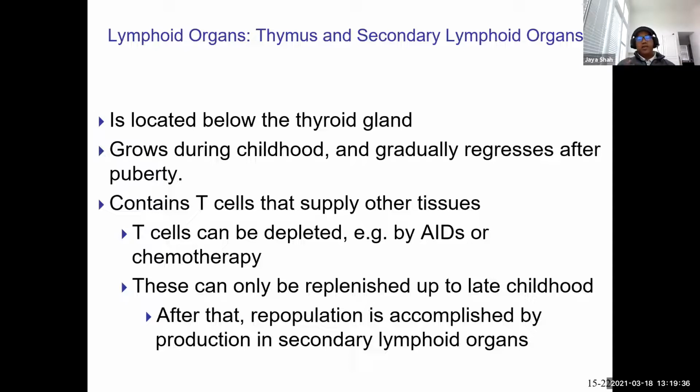So our white blood cells, T lymphocytes, are maturing in lymph nodes or secondary lymphoid organs. They contain T cells that supply the tissues. T cells can be depleted by HIV, AIDS, or chemotherapy. Particularly HIV AIDS kills our helper T cells. These can only be replenished up to late childhood, and after that, repopulation is accomplished by production in secondary lymphoid organs. As I said, up to early teenage years your thymus is very active, and after that the same job is done by secondary lymphoid organs.